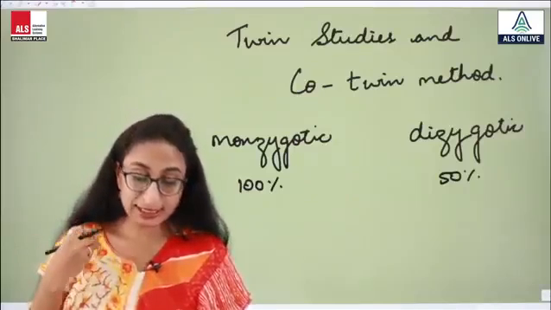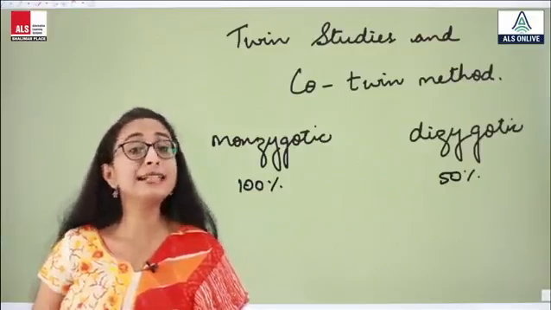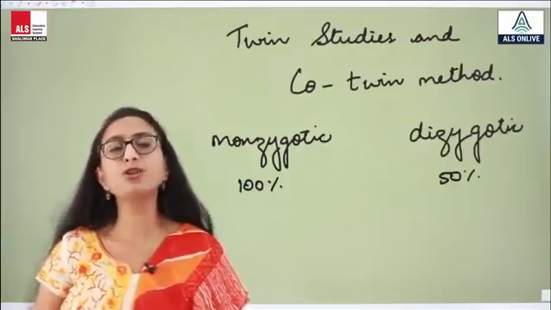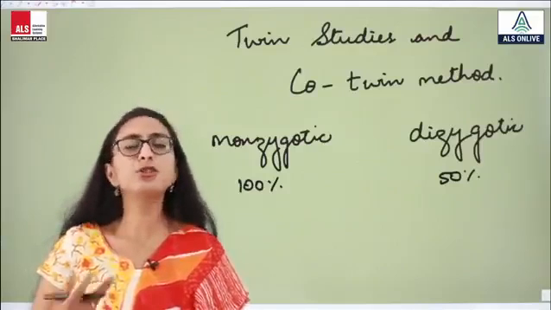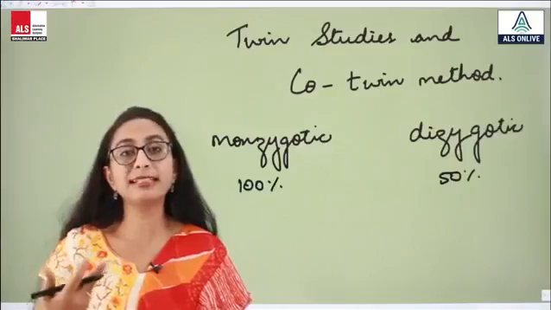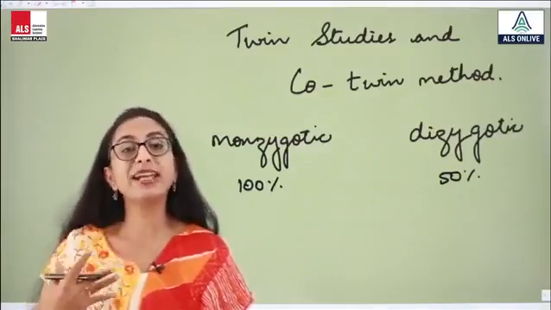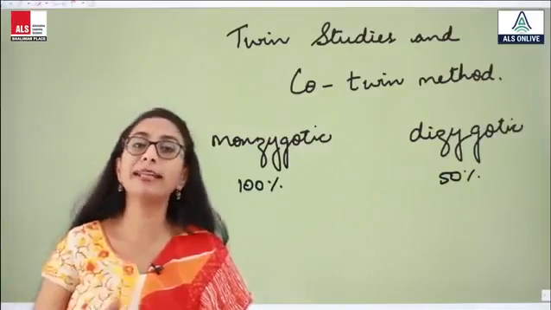So twin studies are used to determine whether genetic factors play a major role in the etiology of the disease. Etiology means the history or cause of the disease, right? So if a twin is getting a particular disease, we want to understand to what extent their genetics is playing a role in them getting the disease.